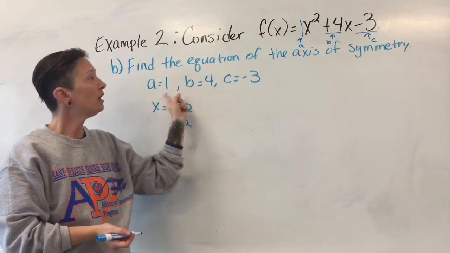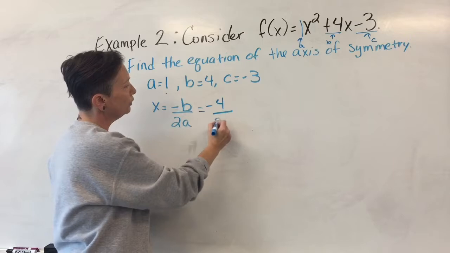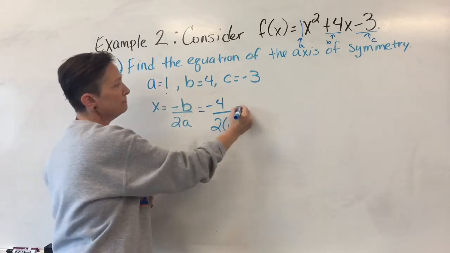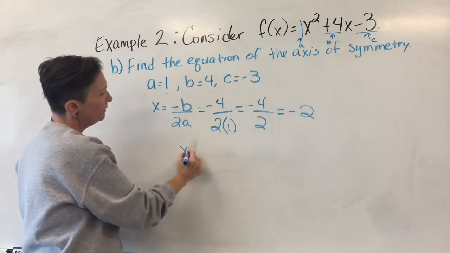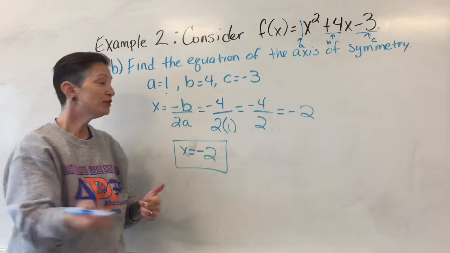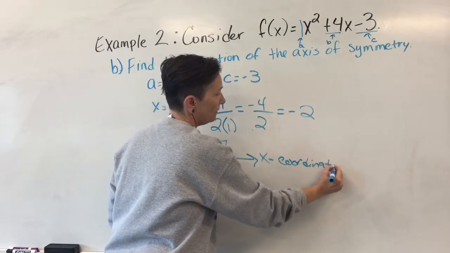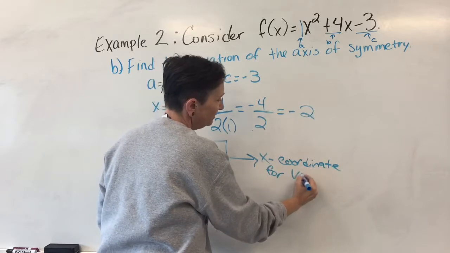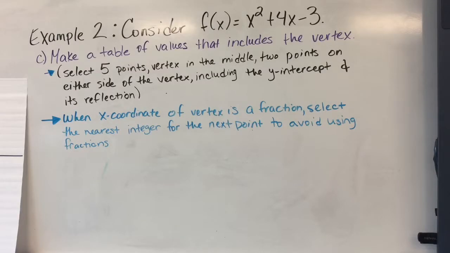So let's fill in our numbers from that function. So x equals -b, that's -4, over 2 times a, so a is 1. So I've got -4 over 2, so that gives me a -2. So the equation for my axis of symmetry is x equals -2. Now, this is also my x-coordinate for my vertex. Next up, with our function, we want to make a table of values that includes the vertex so that we can graph our quadratic function.